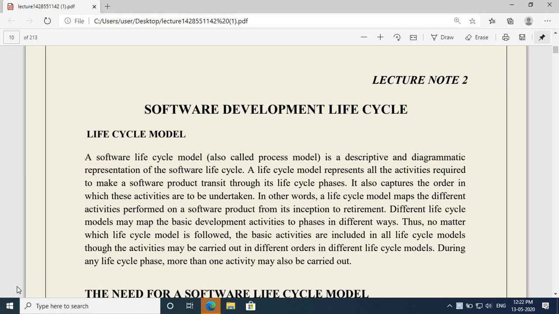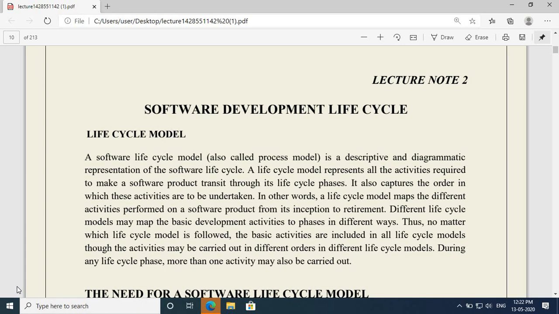In the first class, we have already discussed the introduction of software engineering, what is software, what is engineering, and what are the characteristics of software engineering. Today we will discuss what generally is the SDLC method. SDLC means software development lifecycle model.